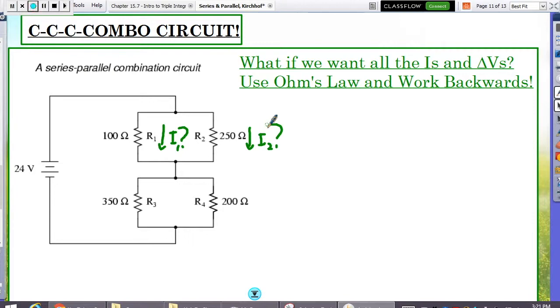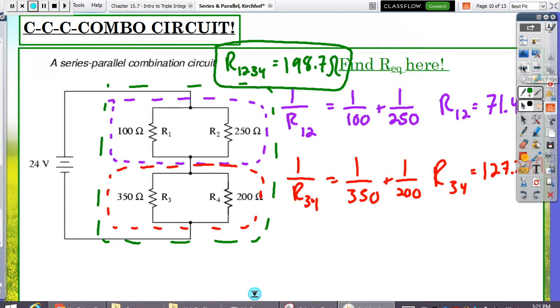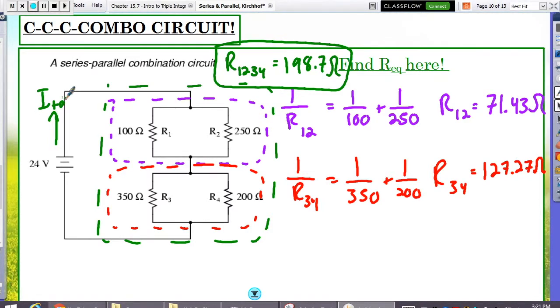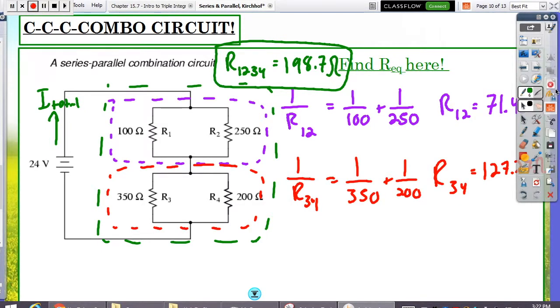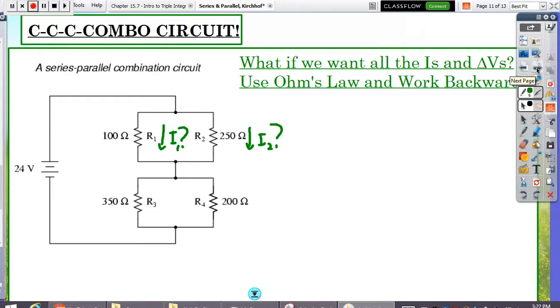What I would suggest is work backwards. Start by finding the total current. And then finding some voltage drops. What's the voltage drop across this whole bit? And then you break it open. We spent all this time smushing things together. What we're going to do is work backwards. We're going to crack it open bit by bit by bit.